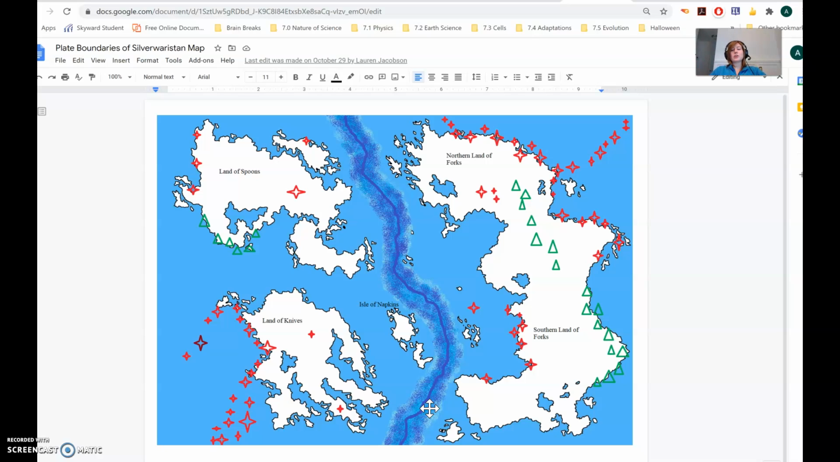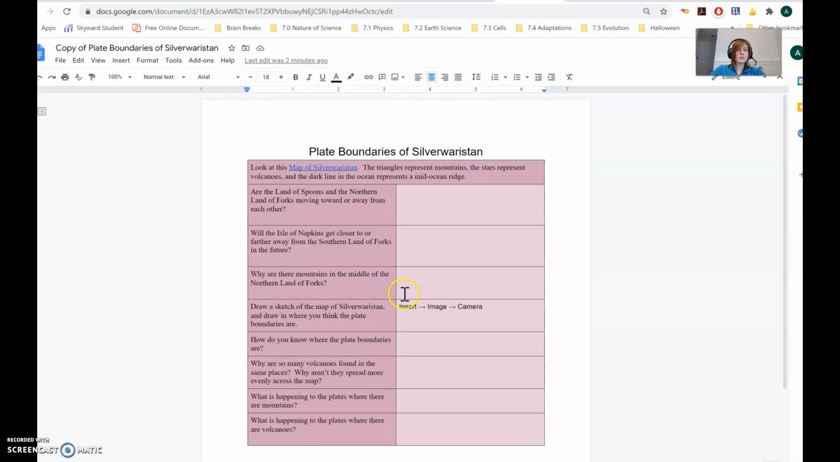One thing that we didn't mark on here is earthquakes. Earthquakes happen at transform boundaries, so that would be when you have two plates sliding past each other. They get stuck and they build up all this tension, and then they slip past each other, and that's what causes an earthquake. So we don't have earthquakes on here, but we have mountains, volcanoes, and an ocean ridge. I'm going to help you with a couple of these questions. So let's start with number 1.